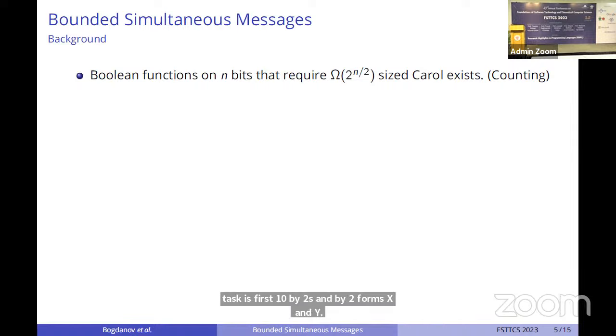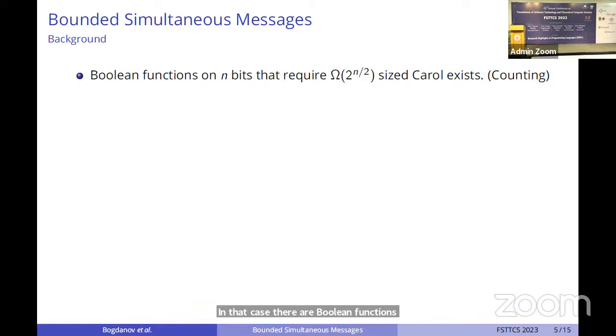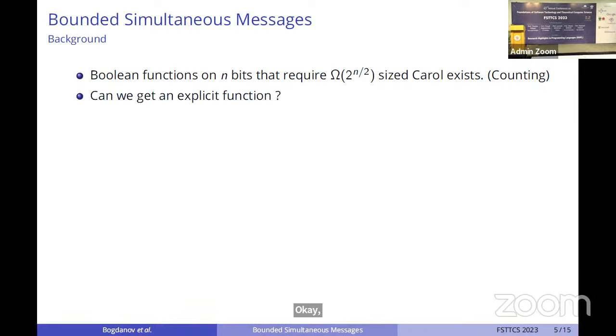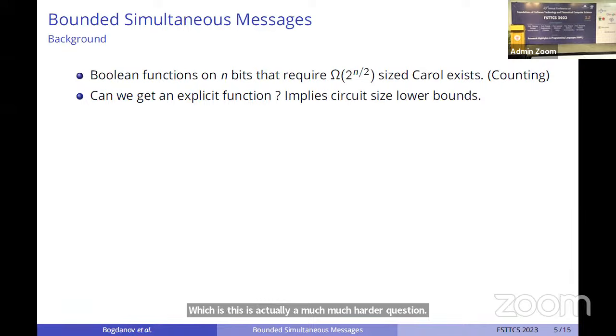In that case, there are Boolean functions where you need Carol to be of size at least 2 power n over 2. Okay, so the question is, can you find an explicit function for which you need 2 power n over 2? This is actually a much, much harder question. We would not know how to answer the same question even without this Alice and Bob. So forget that, now you're giving more power to the adversary, to the circuit, so it's only going to make our life harder.